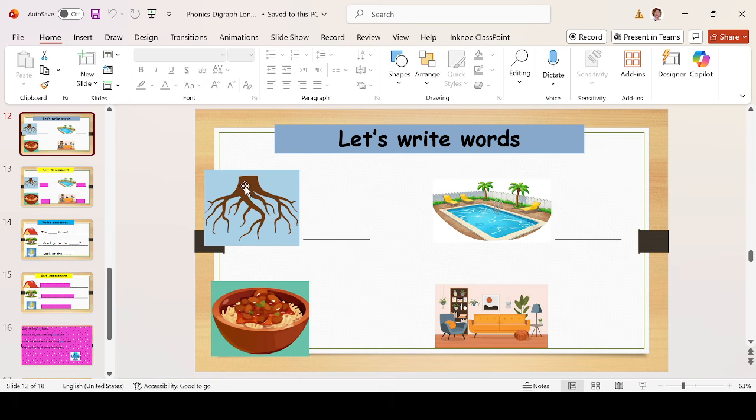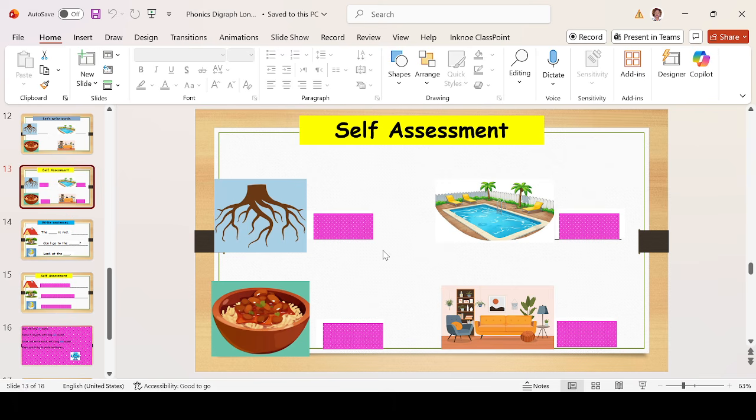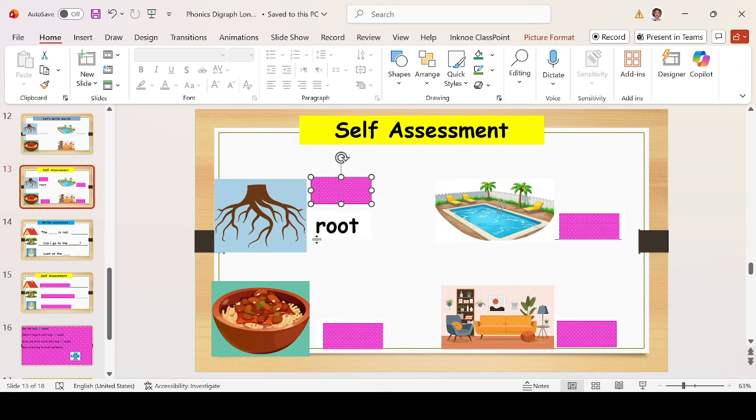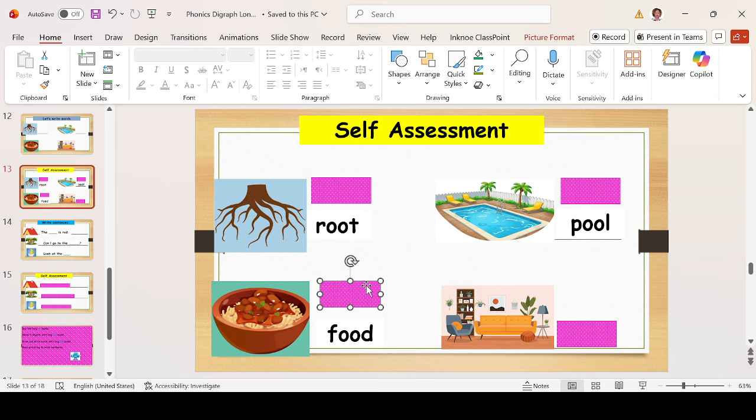And then when you are done, we do the self-assessment. I will show you what we're supposed to write. Okay. R-U-T, root. The next one, P-U-L, pool. Did you write like that? Please, please, please. If not, then do your corrections. I will show you all the words, then you can pause the video and do your corrections, right?